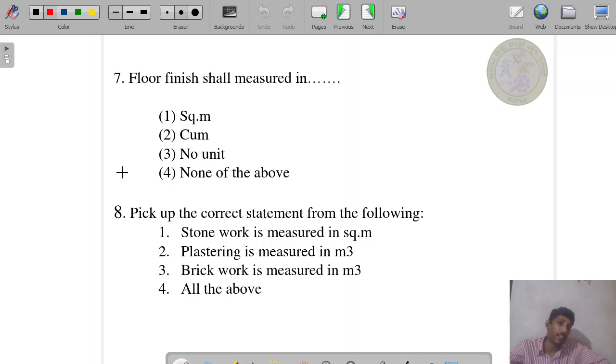Next, question number 8. Pick up the correct statement from the following. First one, stonework is measured in square meter. Plastering is measured in meter cube. Brickwork is measured in meter cube. All the above. Which is the correct statement?